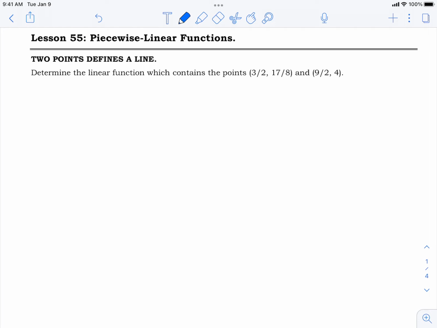First I'm going to take these improper fractions and convert them to mixed numbers just so I know how big they are. So 3/2: 2 goes into 3 once with 1 left, so that's 1 1/2. 17 over 8: 8 goes into 17 twice with 1 left, so that's 2 1/8. That's my point 1. Here's my point 2. 9 over 2: 2 goes into 9, 4 with 1 left, so that's 4 1/2, and that's a 4. There's my 2 points.